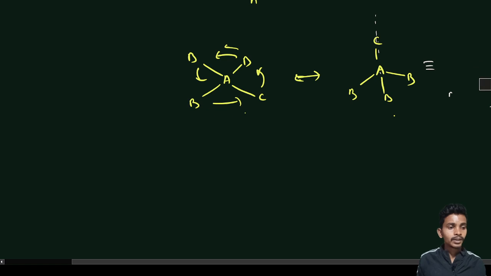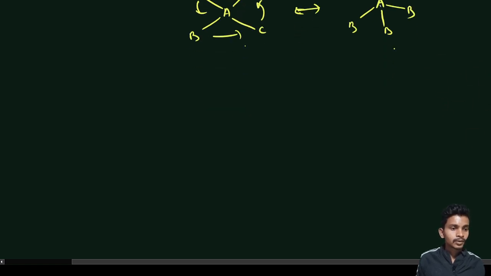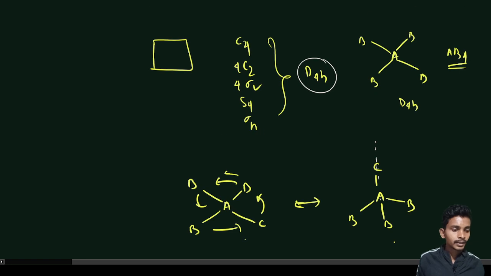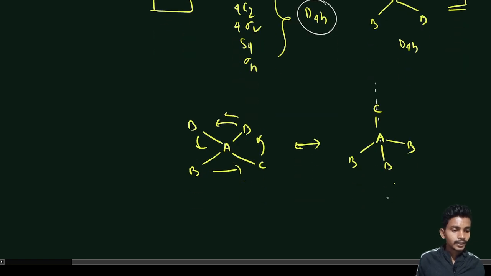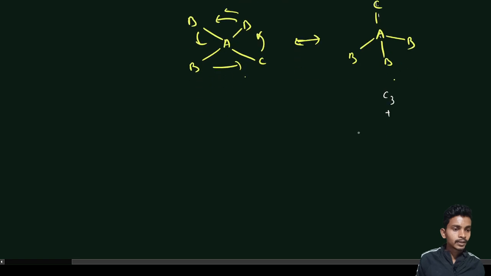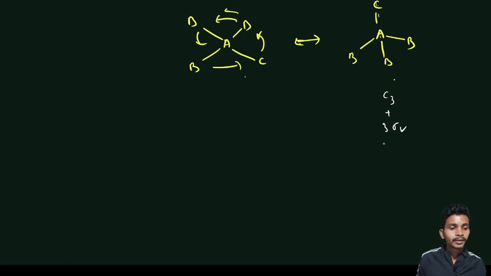I think this is not visible there, so I will do another. So here, what things are there? C3 is there, plus what is there? 3 sigma v is present, and also E is there. So this is the C3v point group, and this is equal to NH3 type molecules.